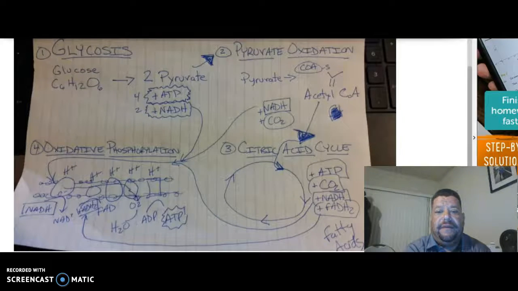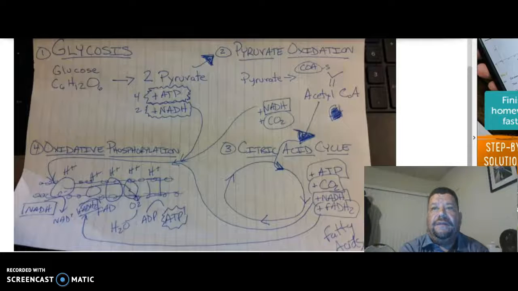In pyruvate oxidation, which is the next step, each pyruvate from glucose goes into the mitochondrial matrix. There it is converted into a 2-carbon molecule with the coenzyme A. This is known as acetyl CoA. Carbon dioxide is released at this point, and NADH is generated. Then the next step will be moving on to the citric acid cycle.